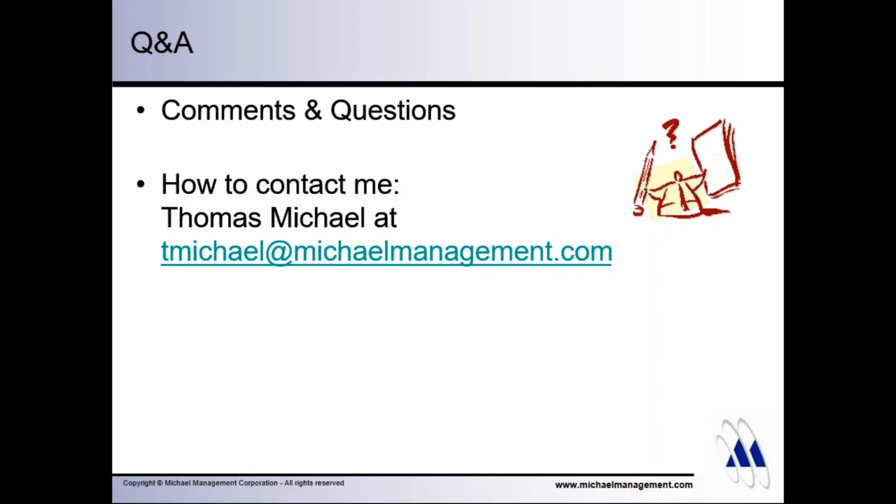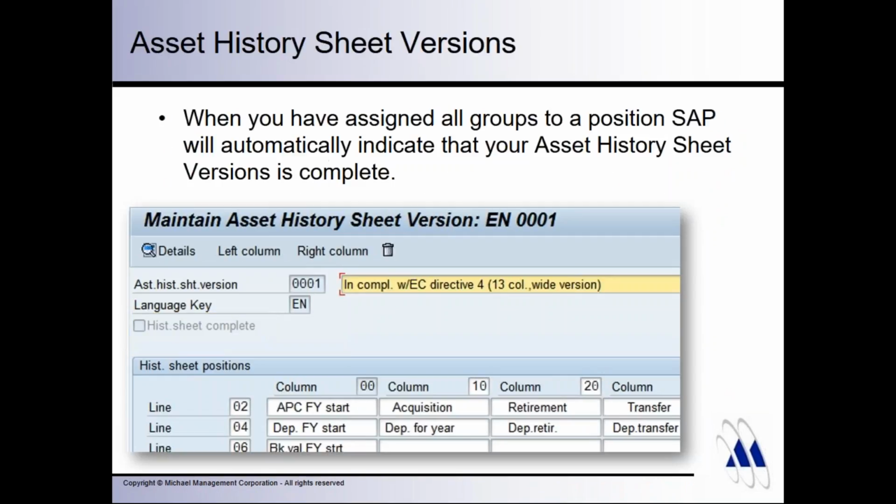We do have a couple of questions in the queue. The first one is, are the columns of the report configurable? Yes, good question. Let me see if I go back real fast. So here, where you configure the history sheet version, that's transaction OA79. This is where you get to add, delete, change the report layout. So for example, this column 10 here shows acquisitions and depreciation for the year. If you want to insert another column before it or after it, or if you want to delete this or move it over one spot, you can do all of those things here.